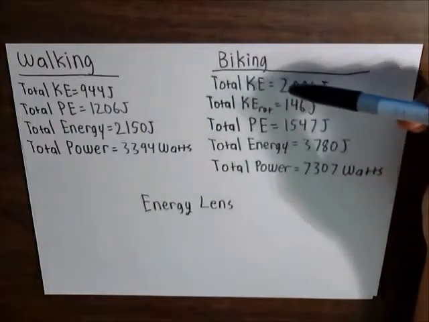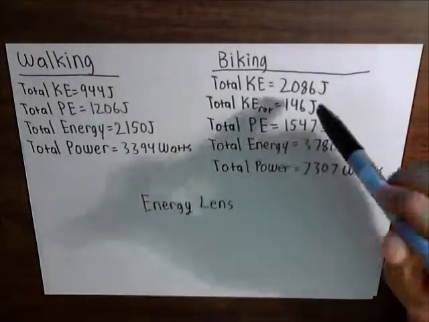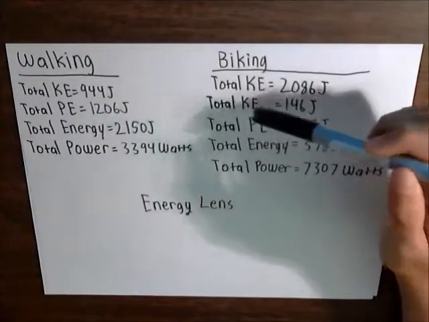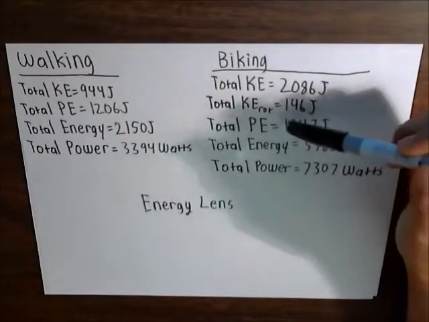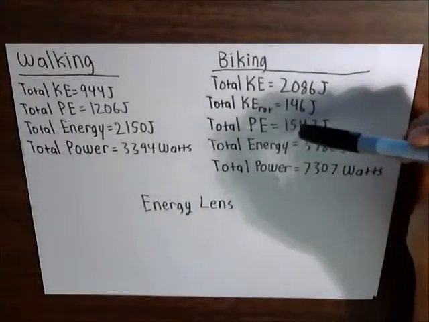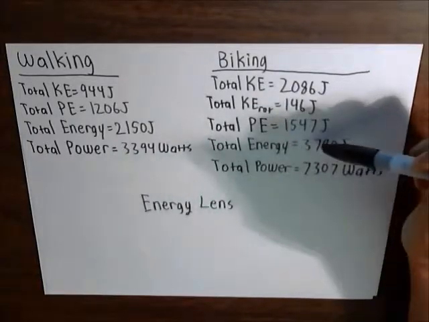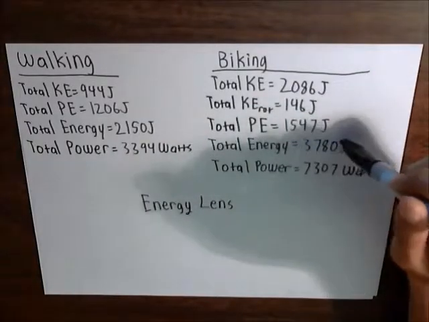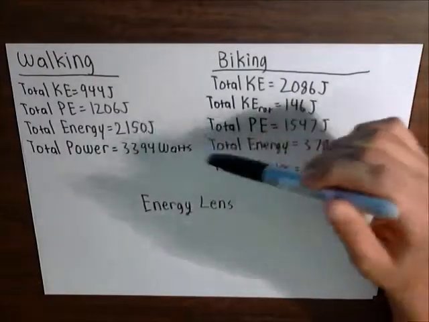And the total kinetic energy for biking is 2,086 joules. The total kinetic energy of rotation is 146 joules. The total potential energy is 1,547 joules. And the total energy is 3,780 joules. Now this isn't much of a difference from the total energy of walking.